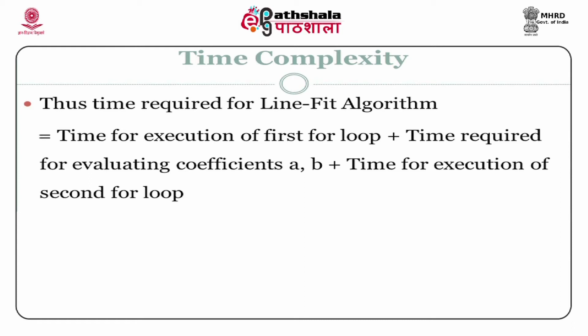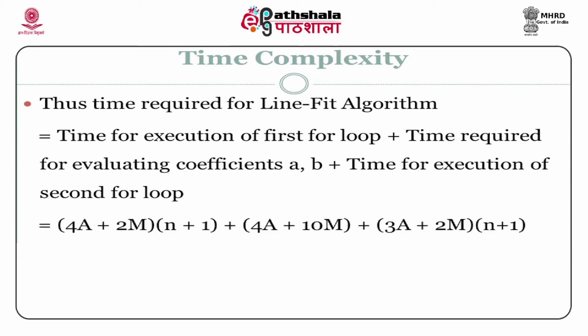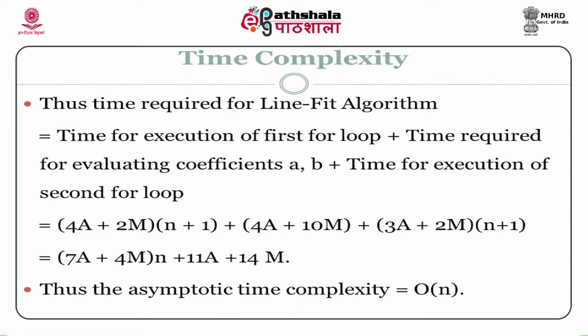The first for loop is done n plus 1 times. There, 4 additions and 2 multiplications are involved. So the first term will be 4a plus 2m, into n plus 1. Second, we need 4 addition operations and 10 multiplication operations for evaluating a and b, and the last for loop takes 3a plus 2m into n plus 1 values. That is how we get the total time complexity as 7a plus 4m into n plus 11a plus 14m. Thus the asymptotic time complexity for this particular algorithm is order n.